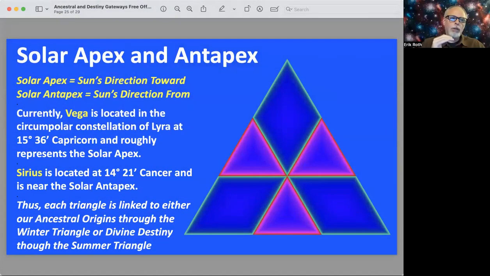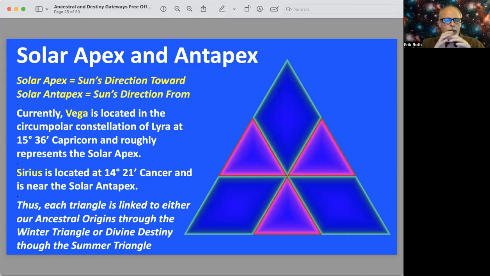Yeah, and if you were to stand directly at the North Pole, Polaris would be directly above your head, and the whole sky would turn in this perfect circle, essentially. Yeah. Beautiful.